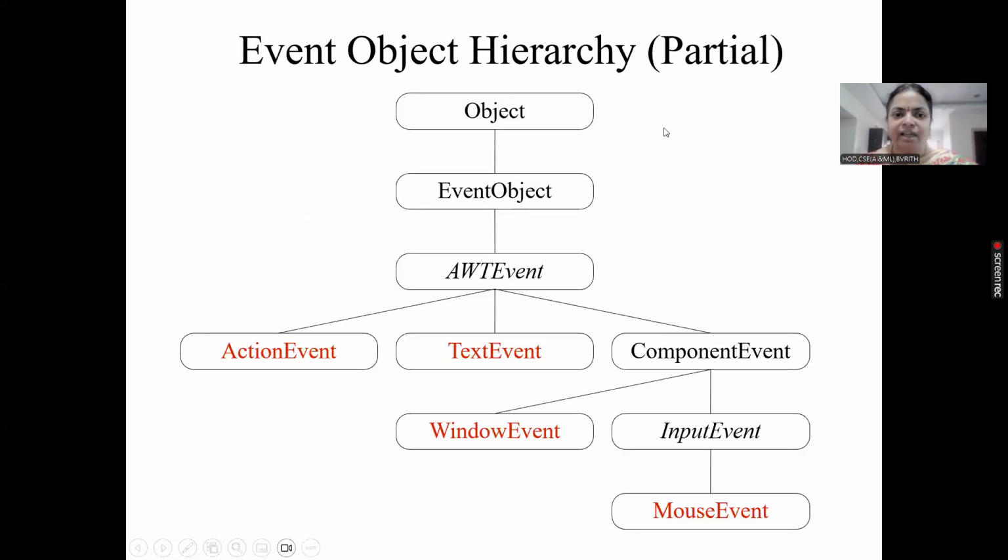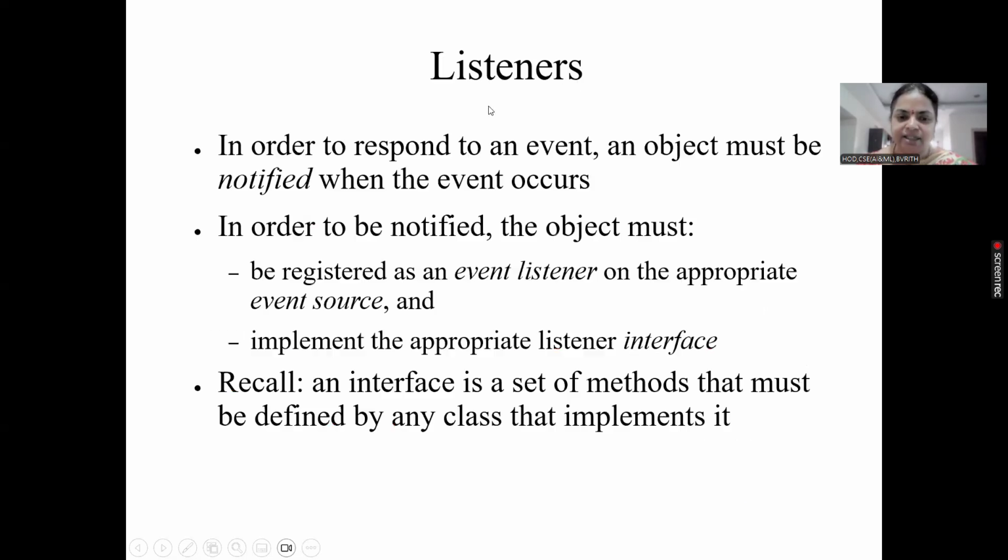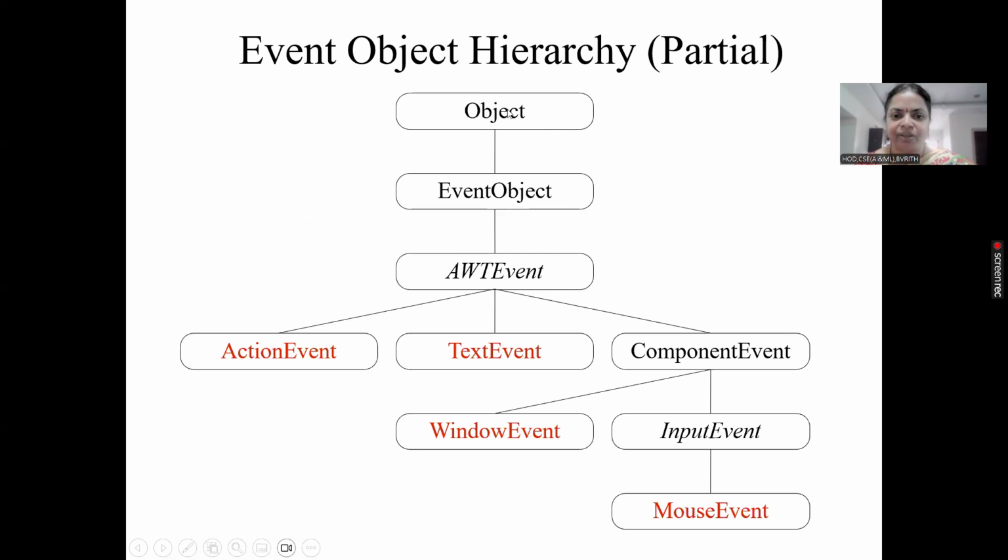So this is the hierarchy of our event object. We know that the base class is the Object class, and all the classes are derived from it. So our event object is also derived from the Object class, and then the AWT event class. This is the class used for our GUI applications. AWT full form is Abstract Window Toolkit.